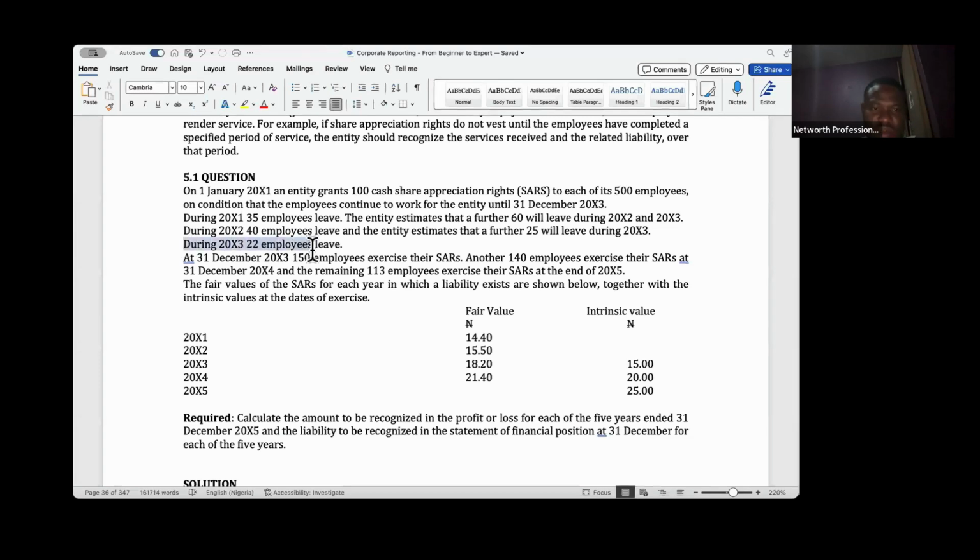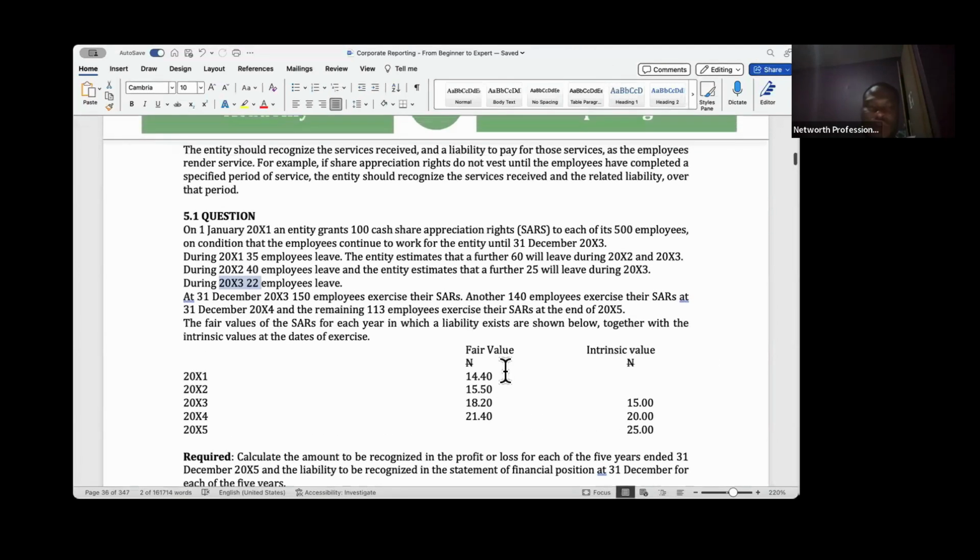So how about in 2003? 2003 should be straightforward because that's the vesting date, so we'll know everybody that has left. So 35 that left, 40 that left, 24 that left. By the time you add all of them together, that's 99. So total departure 99 out of 500. So we'll be left with 401. Okay, so if you have gotten that, the other thing is just routine. Those other ones are not difficult.